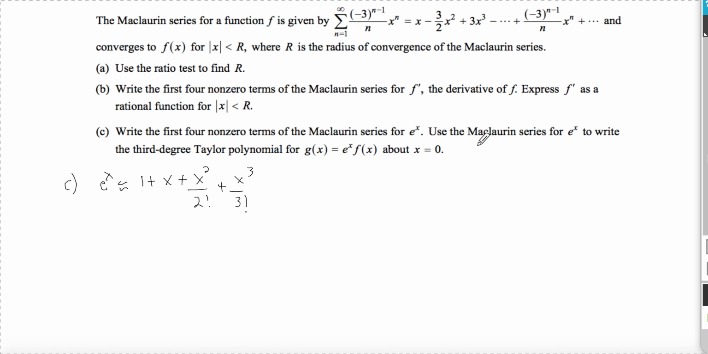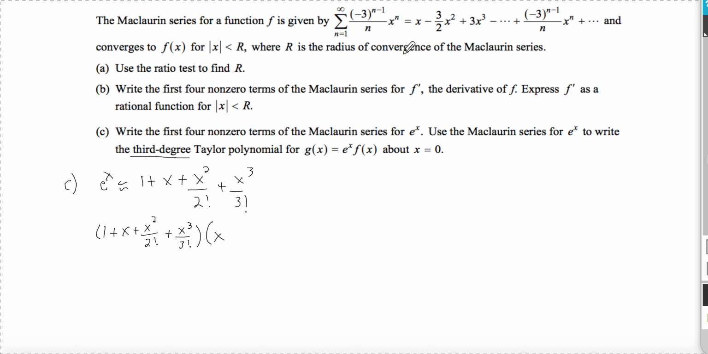All right, now use the Maclaurin series for e to the x to write the third degree Taylor polynomial for g of x, which they're saying is e to the x times f of x. Okay, e to the x times f of x. What's that even going to look like? Well, e to the x is 1 plus x squared over 2 factorial plus x cubed over 3 factorial. That's what I'm going to start off with for e to the x, and it's going to be times f of x. What do we know about f of x?